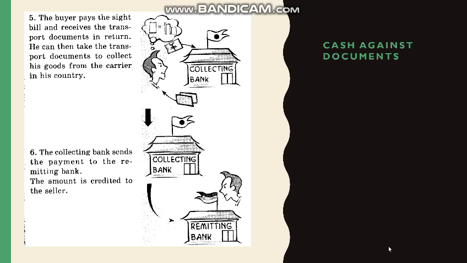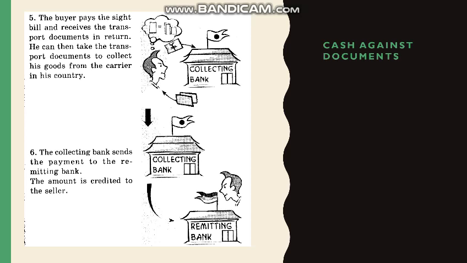This means that if the buyer doesn't pay, he doesn't get the goods. This minimizes the risk of the seller, because if the buyer doesn't pay, the seller can ask the collecting bank to find another buyer. In theory, this minimizes the loss for the seller, but may be a problem if he is exporting perishable goods, for example.